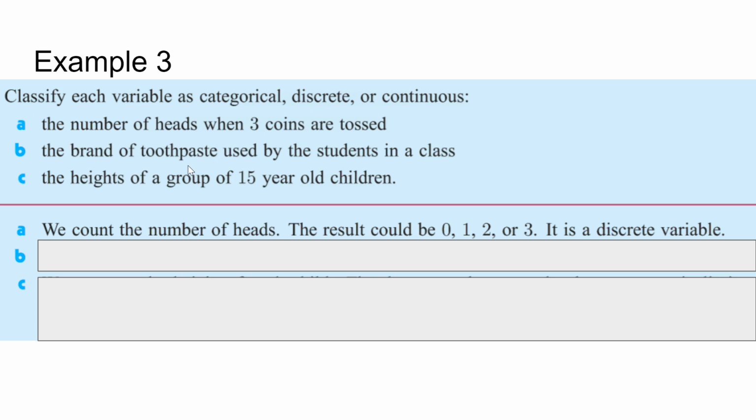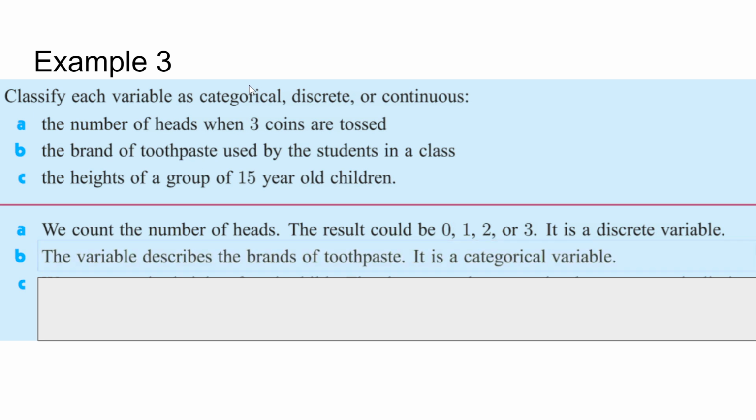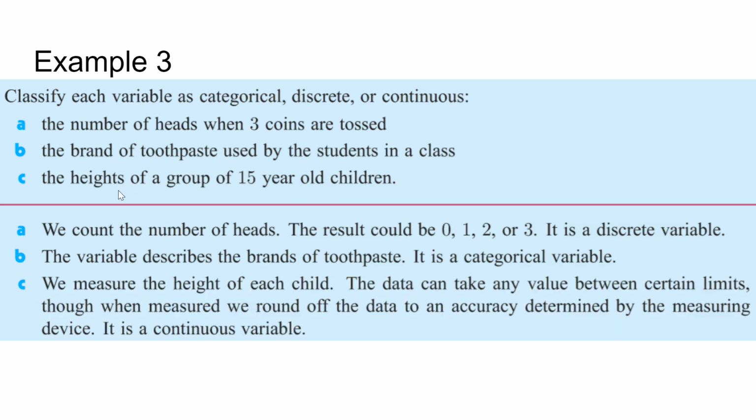The brand of toothpaste, is it Crest, is it Colgate? Who knows? That's going to be a categorical variable. The heights of a group of 15-year-old children. Heights could take any value in a given interval. Therefore, that's going to be a continuous variable.